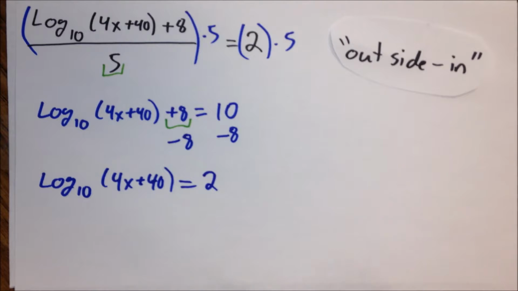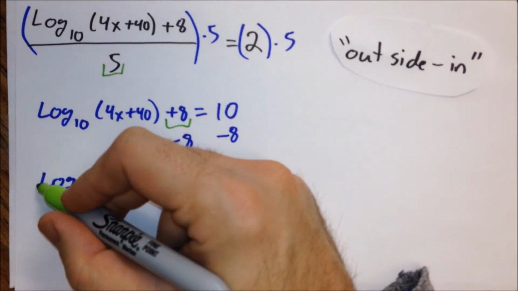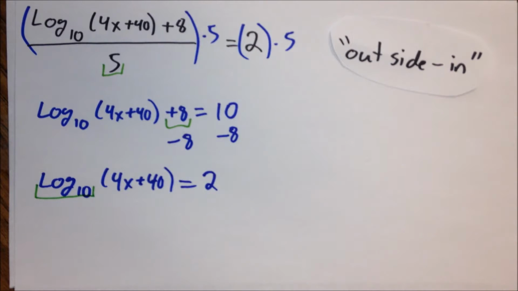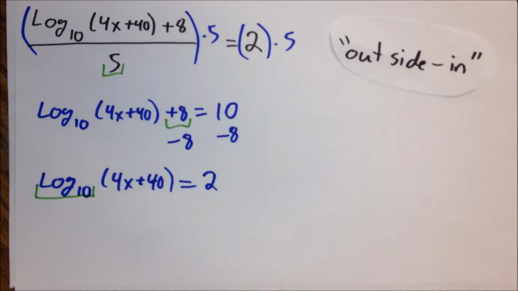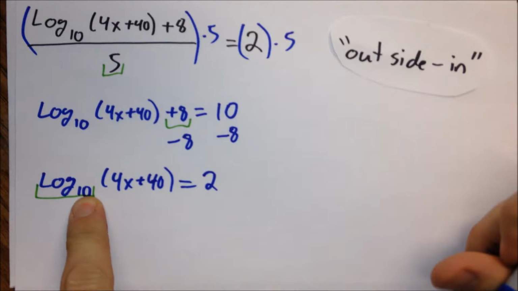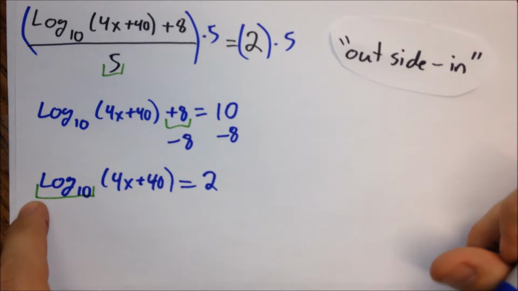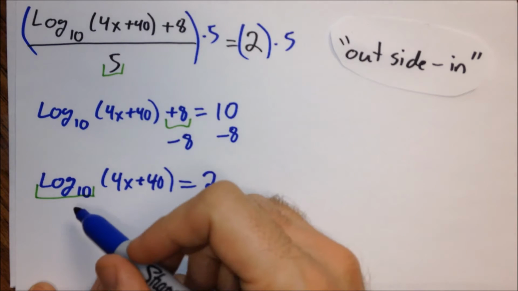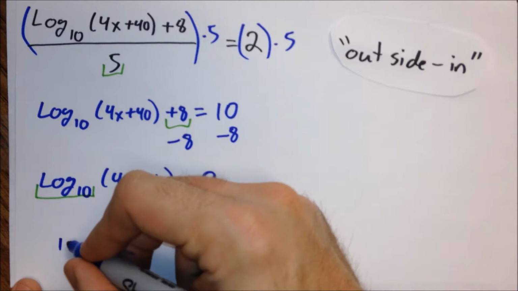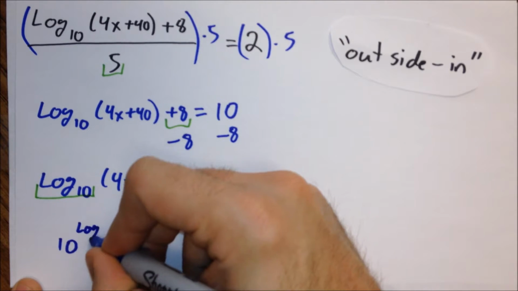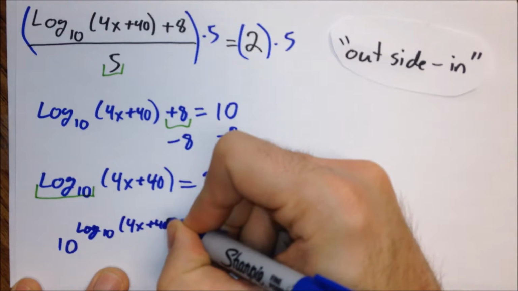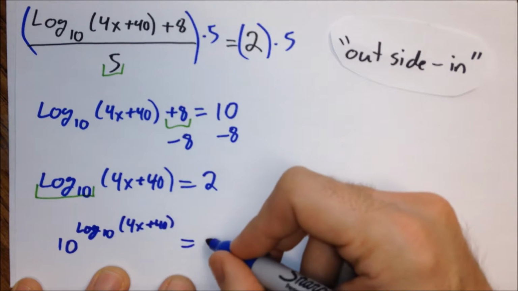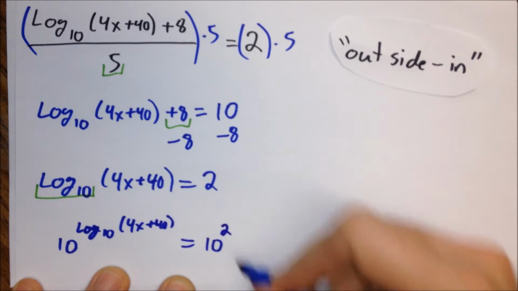Now as I look through, I see we have this 4x plus 40 placed inside the log, so the next thing I have to do is somehow undo this log base 10. And the way you undo a log, as we've been talking all along, is we use exponentiation. So I'm going to take 10 as my base and raise both sides with 10 as the base and both sides as the power. So I'm going to exponentiate using this number 10. What I get on this side is 10 to the power log base 10 of 4x plus 40. What I get on this side is 10 raised to the second power.